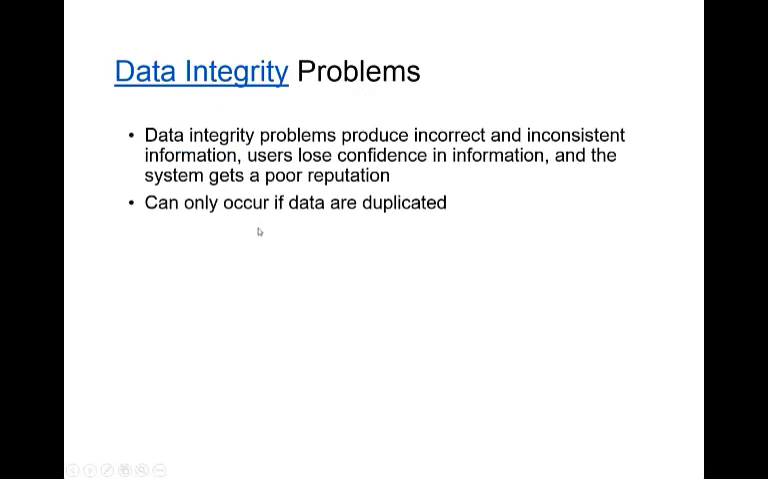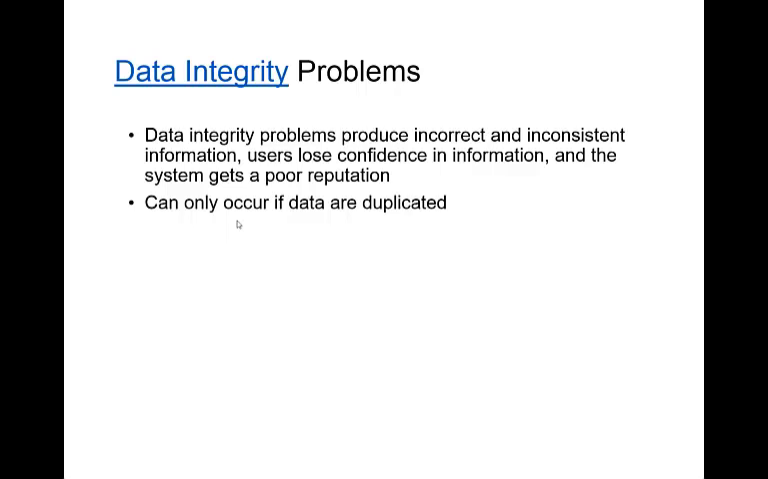What are data integrity problems? Well, data integrity problems produce incorrect and inconsistent information. If you have a potential data integrity problem, which means especially if the database is not normalized, you may not have the problem yet, but it could occur. A real data integrity problem is when you have incorrect or inconsistent information. So the integrity of the data is not correct. So users will lose confidence in the information when that starts to happen.